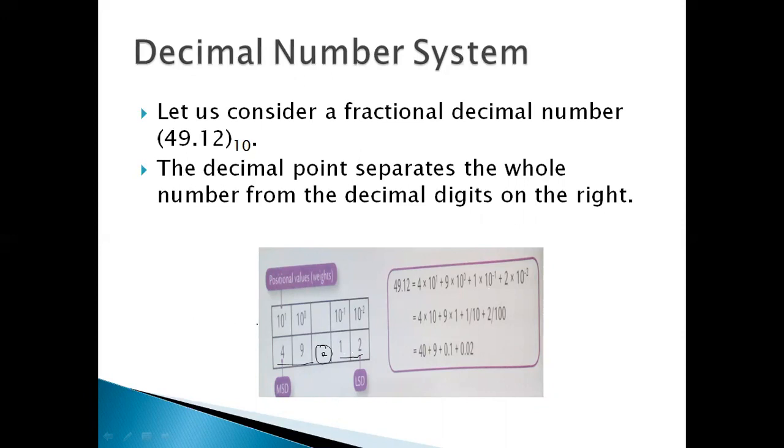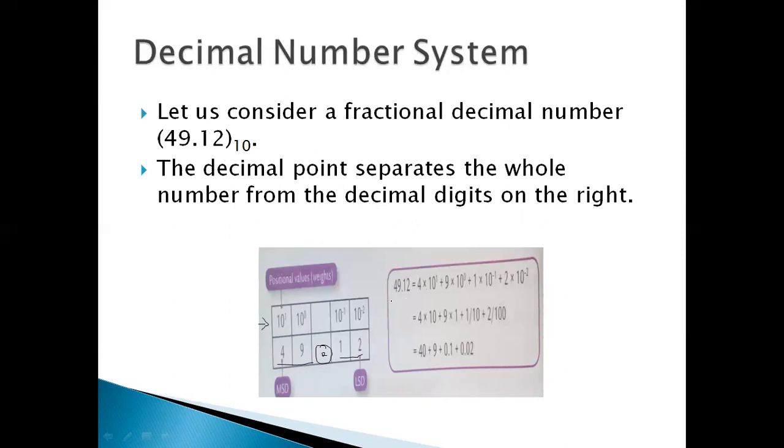Here you can see that we have shown you the positional values. These are not the positions but the positional values. So the positional value of 4 is 10 to the power 1. The positional value of 9 is 10 to the power 0. The positional value of 1 is 10 to the power minus 1 and the positional value of 2 is 10 to the power minus 2.